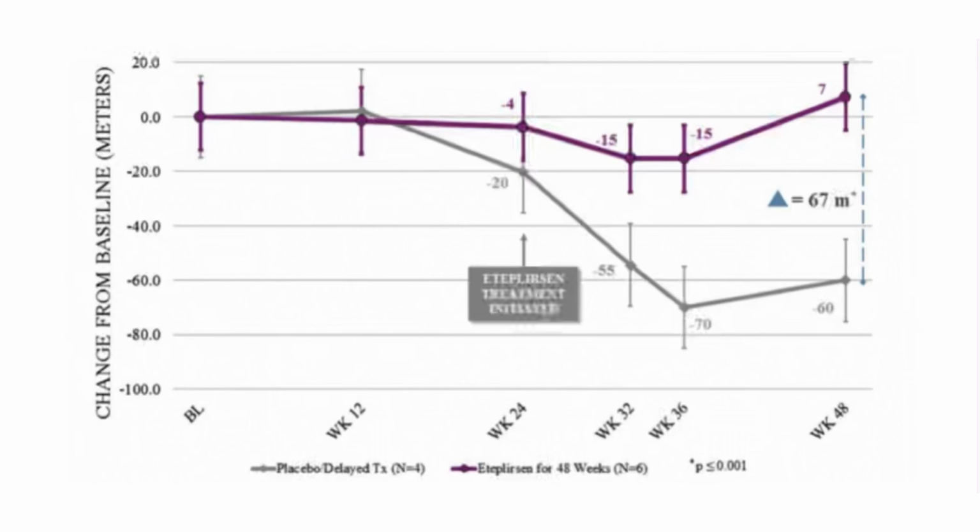The purple line shows the change from baseline in distance walked for the first 2 cohorts that received eteplirsen immediately at the start of the study. The gray line shows the change from baseline in distance walked for the third cohort that received placebo for the first 24 weeks and eteplirsen for the second 24 weeks.